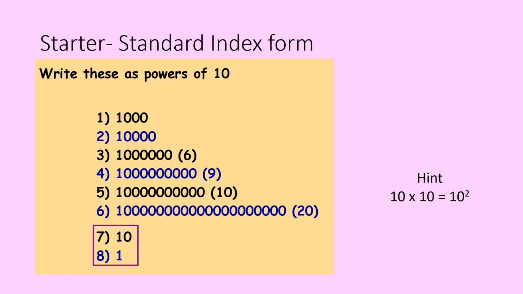So as a starter for standard index form, I'd like you to write these as powers of 10. The first question is 1,000, 10,000, and so on. In the purple box, I've got 2 extension questions. So pause the video and have a go at writing these numbers as powers of 10. As a little hint, remember that 10 times 10 is equal to 10 squared, which is the same as 100.